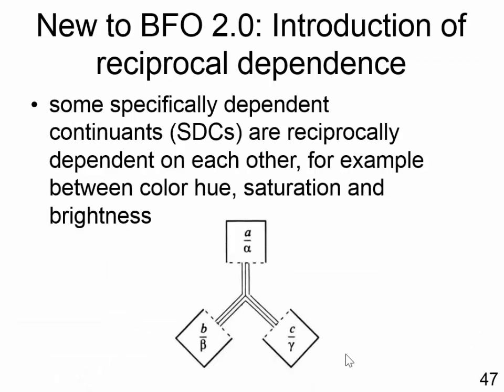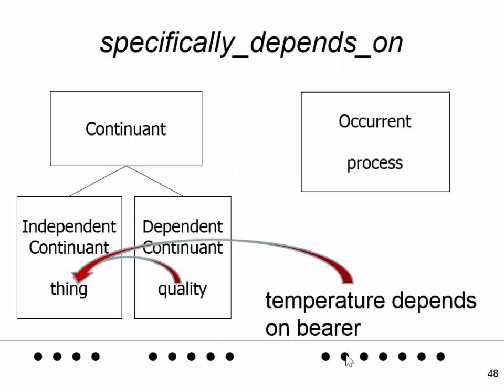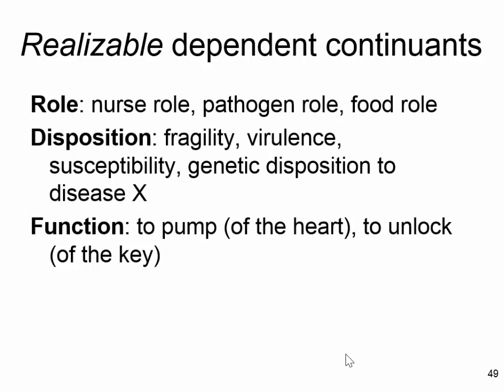Now we have reciprocal dependence in BFO 2.0. For instance, the hue, the saturation, and the brightness of a color depend upon each other. You can't have the one without having the other two. And now, these are the three subtypes distinguished by BFO of realizable dependent continuants. Now, this is not necessarily an exhaustive list. There may be other realizable dependent continuants which BFO needs to recognize also.